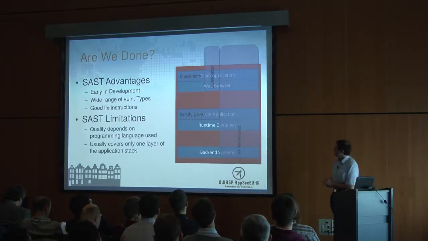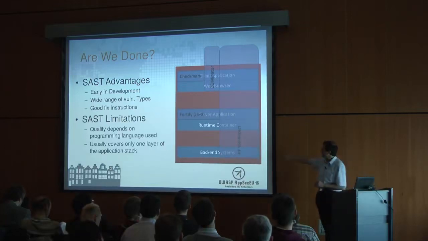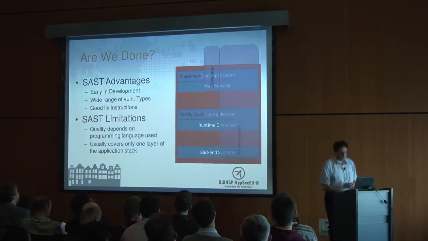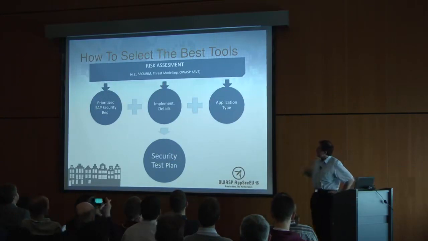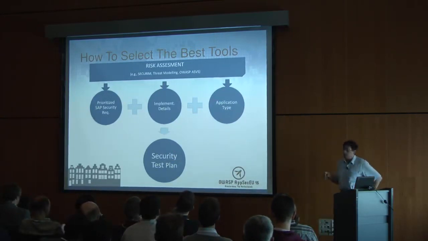So the question is, how do I actually select those tools? How do I come up with a strategy for a specific product? Which combination of dynamic and static tools should I use? And for that, we are using a risk-based approach. We have our own risk assessment method called SecureRIM, but the same principle applies if you're using, for example, OWASP ASVS.